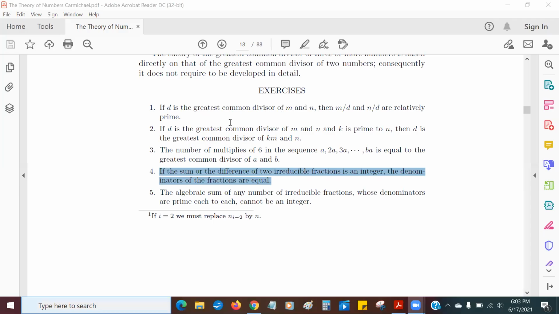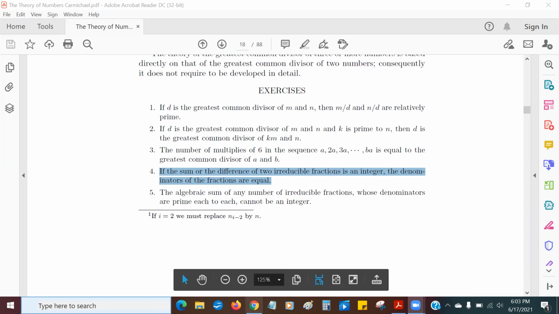Okay, so this is section 1.9, problem number 4. If the sum of two irreducible fractions is an integer, the denominators of the fractions are equal. Now, irreducible means that it's in lowest terms, that the numerator and the denominator have a greatest common factor of 1. That's just explaining that terminology. So let's go see how that's done.